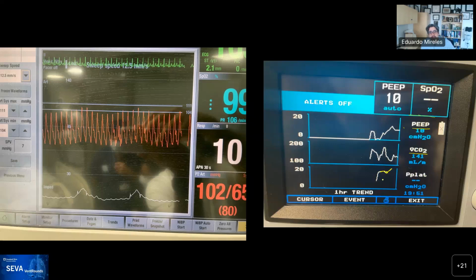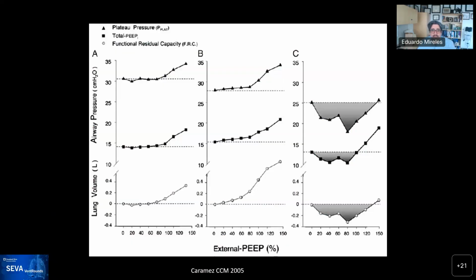If you look at the Karame paper in 2005, I really like this paper because it helps us do this. Yes, Ariel, I did an inspiratory pause on all of them. These are the graphs that they showed with the 3 behaviors that patients with obstructive lung disease had. There are 3 different behaviors, I'm going to call them A, B, and C. And this is what we did for this patient.